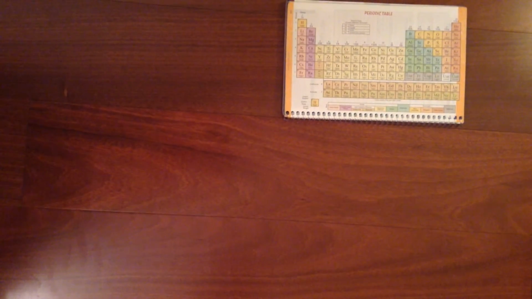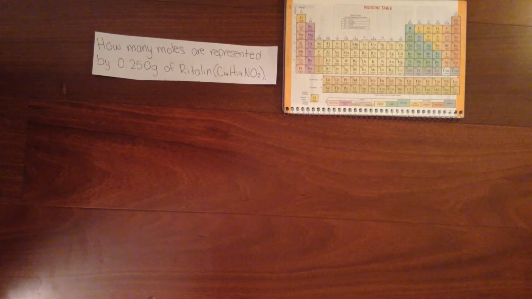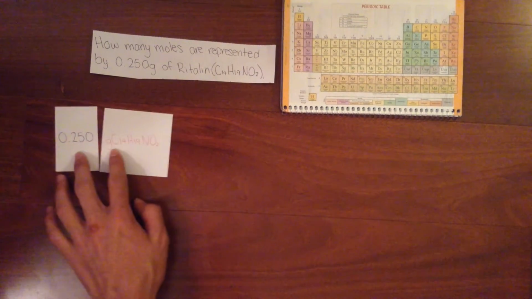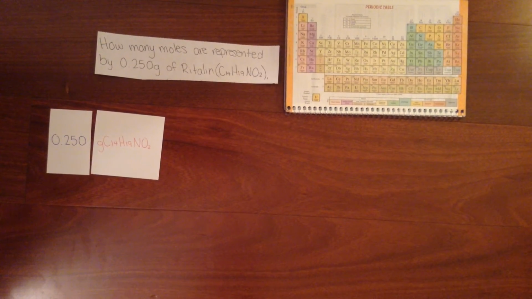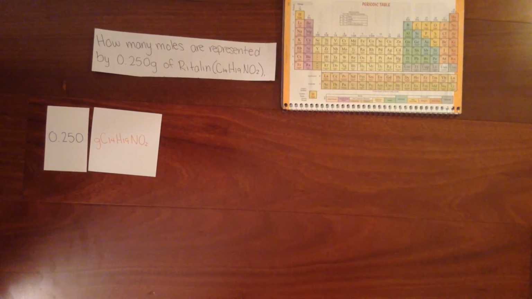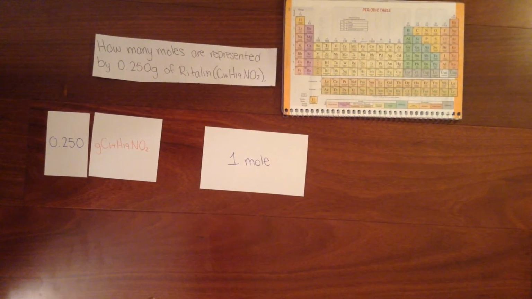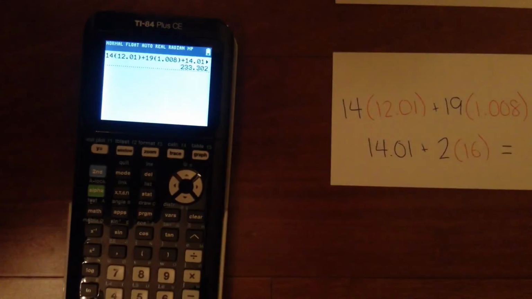The next equation involves solving for moles from mass. The question is, how many moles are represented by 0.250 grams of Ritalin, which is C14H19NO2? To begin, we start with 0.250 grams of C14H19NO2. Then we multiply this by 1 mole. Then we would divide this by C14H19NO2, which would equal 233.302.